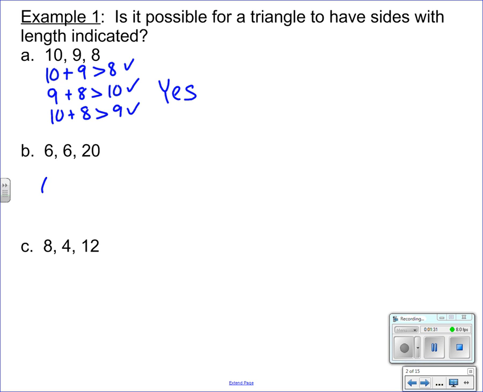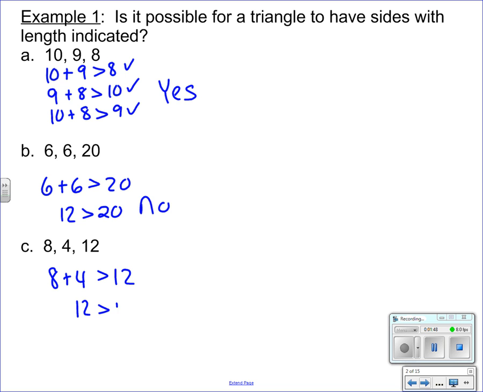B, 6 plus 6, is that greater than 20? Well, 6 plus 6 is 12. That is not greater than 20, so no, that cannot be a triangle. 8 plus 4, is that greater than 12? Well, 8 plus 4 is 12. 12 is not greater than 12. Notice how there's no equal to sign. So therefore, this also cannot be the lengths of a triangle.